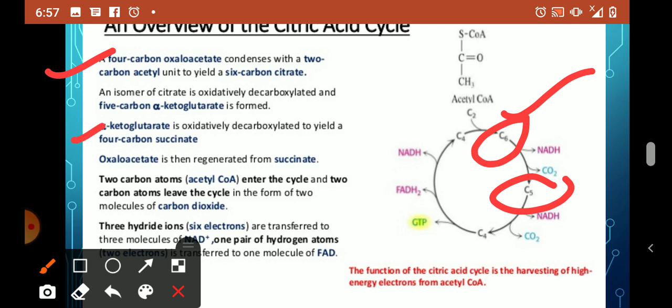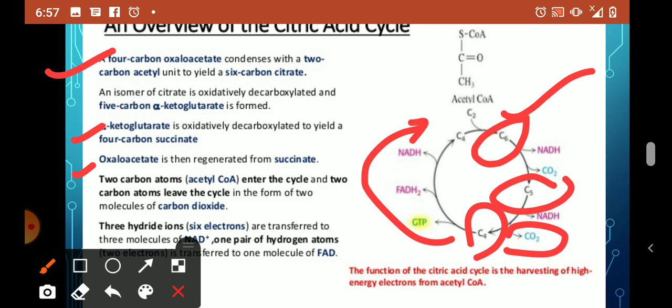Then this alpha ketoglutarate is oxidatively decarboxylated, in which carbon dioxide is removed, yielding a 4 carbon compound, succinate. Oxaloacetate is then regenerated from succinate, and the 2 carbon acetyl coenzyme A again enters into the cycle. 2 carbon atoms leave the cycle in the form of 2 molecules of carbon dioxide.